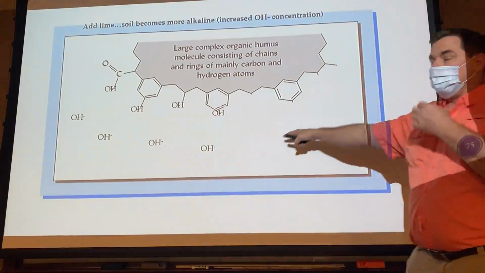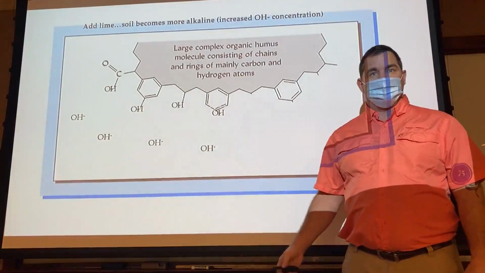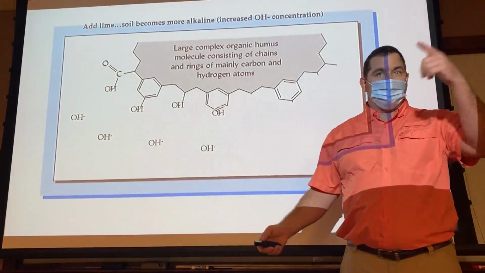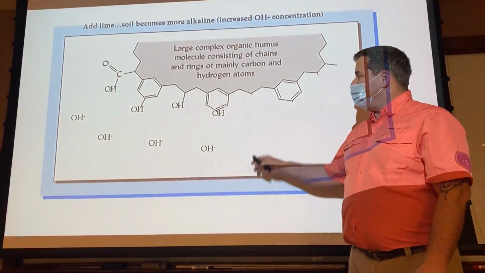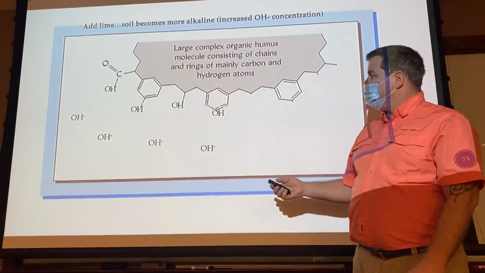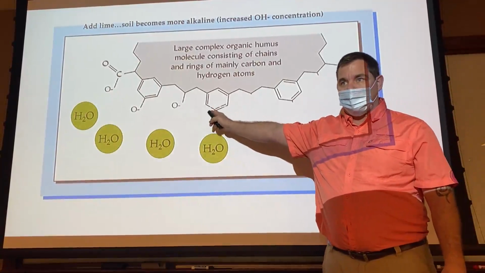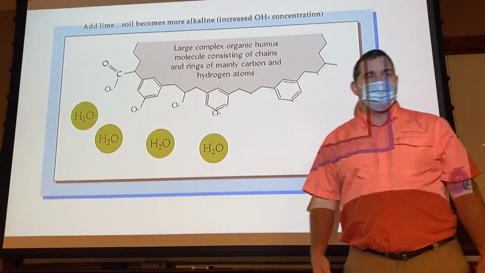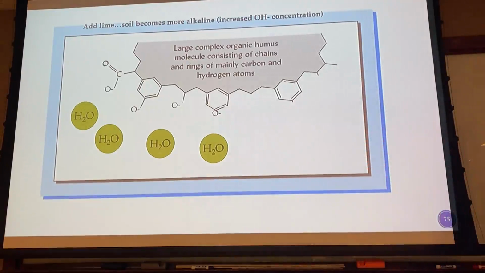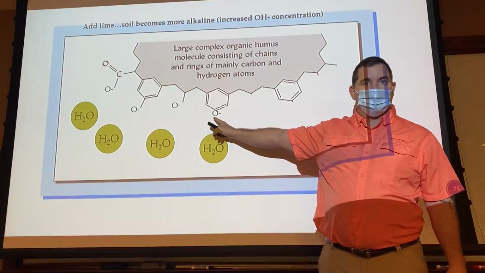We add lime to our soil in the spring, which increases the hydroxyl concentration. In order to form the equilibrium, the hydrogens dissociate from the functional groups of organic matter to form water, leaving this negative charge on the functional group of organic matter.